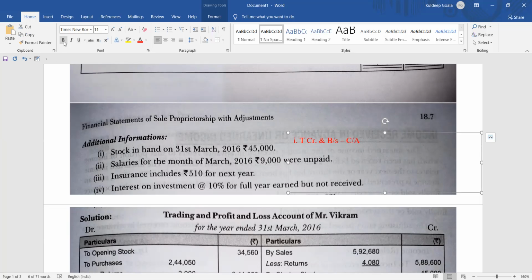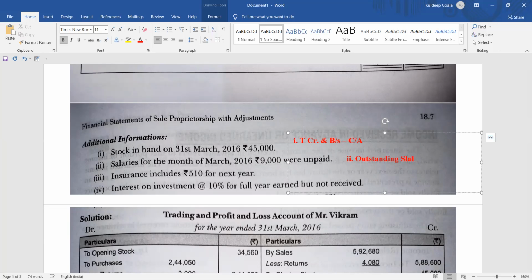Now coming to the next one, that is salaries for the month of March. What is given here? Salaries for the month of March 2016, rupees 9,000 were unpaid. That means it is nothing but outstanding salary. Okay, outstanding salary.